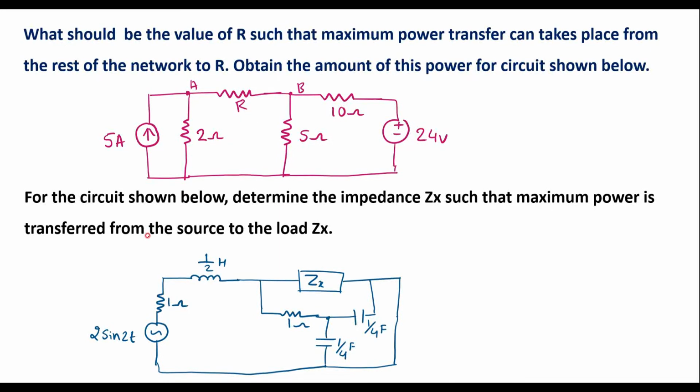And the second problem is, for the circuit shown below, determine the impedance ZX such that maximum power is transferred from the source to the load ZX. Here we are supposed to find the value of ZX such that the maximum power will be delivered. Let me consider the first example.